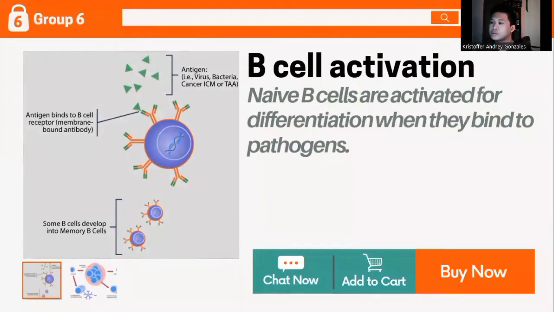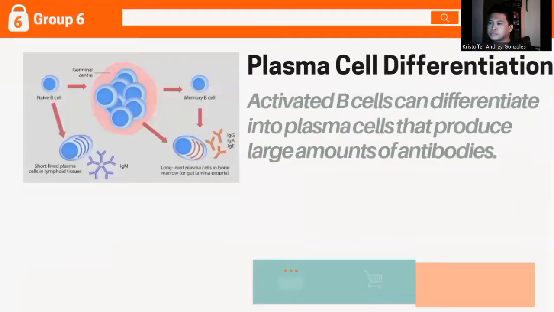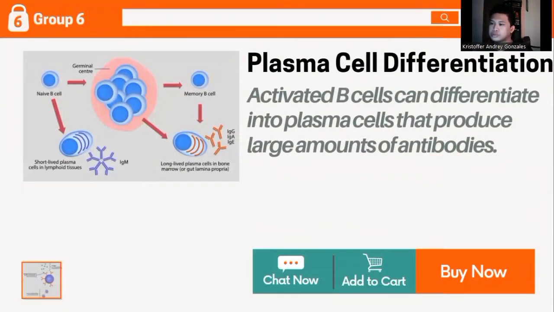B cell activation. Naive B cells are activated for differentiation when they bind to pathogens. B cells are activated when their B cell receptor or BCR binds to either soluble or membrane-bound antigen. Plasma cell differentiation. Active B cells can differentiate into plasma cells that produce large amounts of antibodies. The differentiation of B cells to plasma cells is an essential process for humoral immunity.